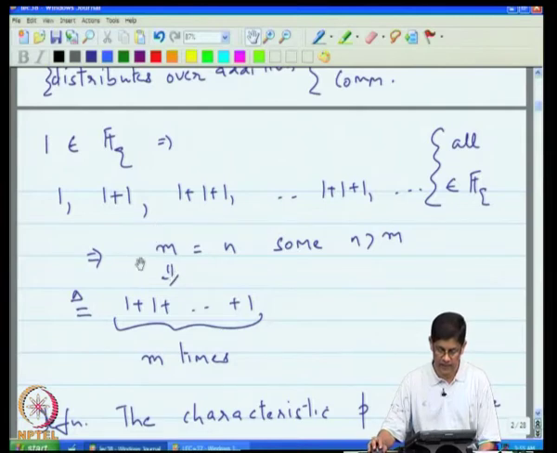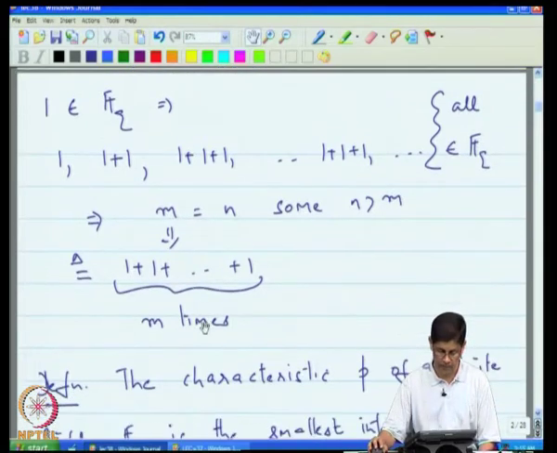So, let us say that m is equal to n, and without loss of generality we can assume that n is greater than m. Just keep in mind that when I write m, what I really mean is 1 plus 1 plus 1, m times.